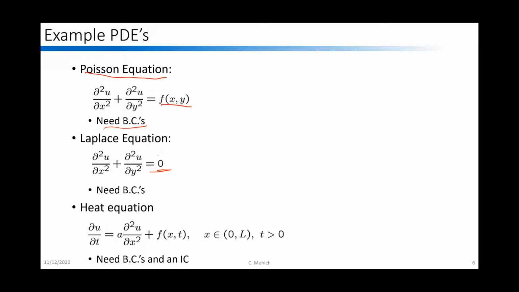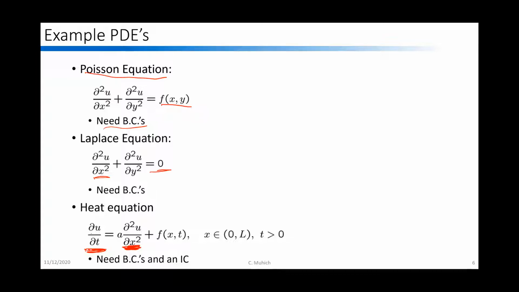Oftentimes, particularly in, say, heat transfer, thermodynamics, reaction engineering, we see the heat equation. In this case, we have not only a dependency on some spatial term, but we also have some time dependence. So here we have partial u partial t is equal to a partial squared u partial x squared plus f of x and time. Right? So we would need a boundary condition to deal with this second partial derivative of u with respect to x, and some initial condition to deal with this time piece.